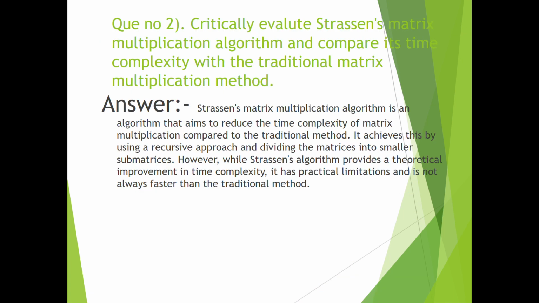Then question number 2: critically evaluate Strassen's matrix multiplication algorithm and compare its time complexity with the traditional matrix multiplication methods. Answer: Strassen's matrix multiplication algorithm is an algorithm that aims to reduce the time complexity of matrix multiplication compared to traditional methods. It achieves this by using a recursive approach and dividing the matrix into smaller submatrices. However, while Strassen's algorithm provides a theoretical improvement in time complexity, it has practical limitations and is not always faster than the traditional method.